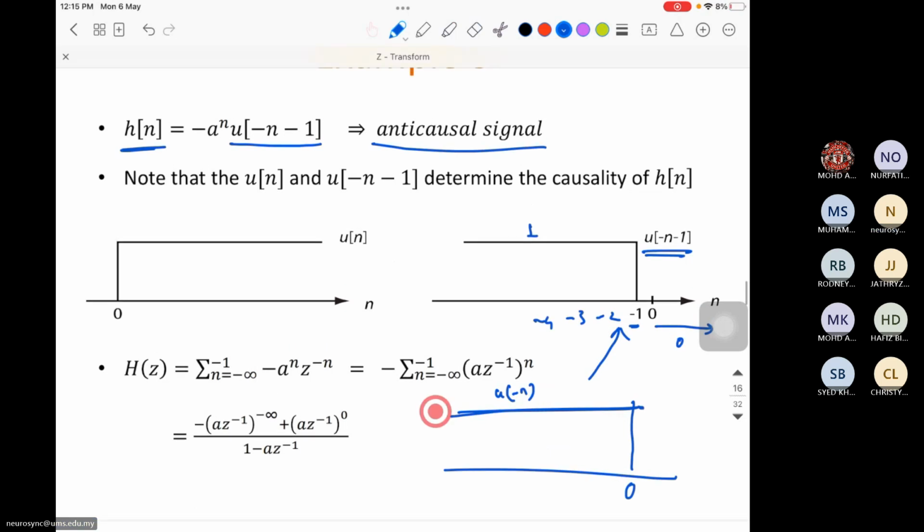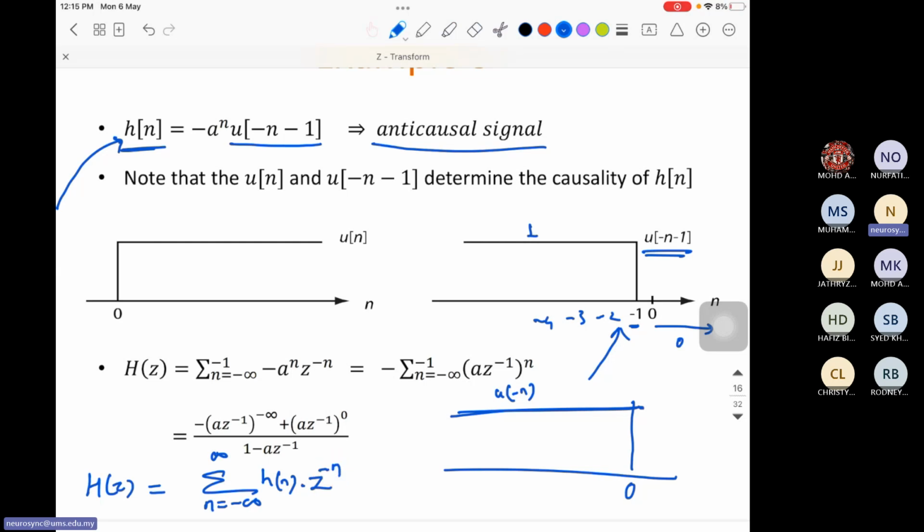Now find the Z transform of this h of n. So h of n is what? H of z, if I want to find out, is the summation from n equal to minus infinity to plus infinity of h of n z to the power minus n.